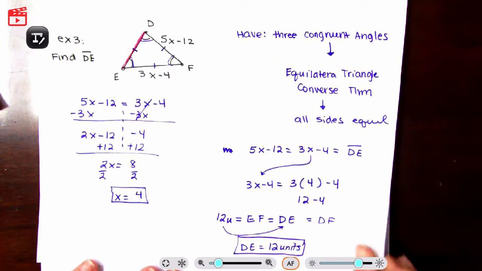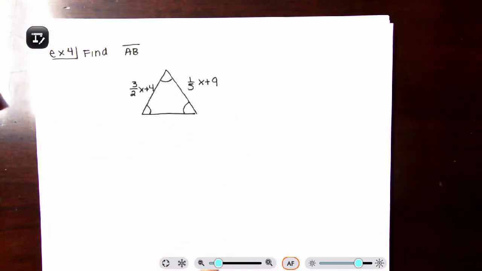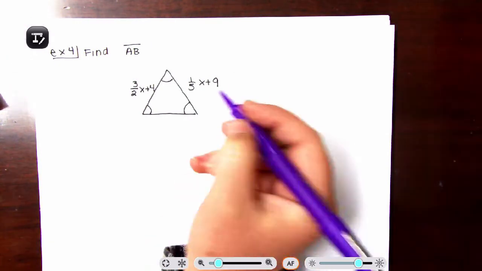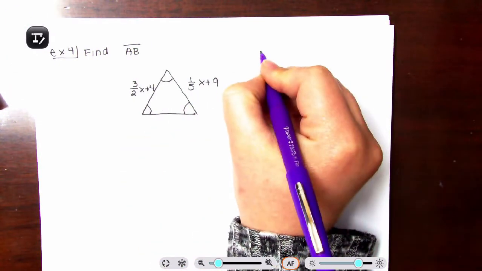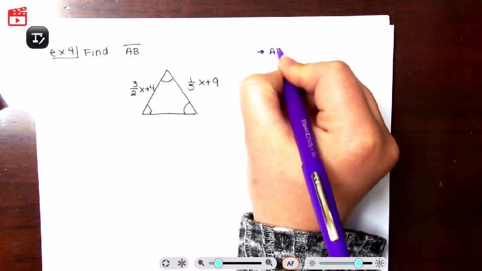All right, let's see if we have any more examples. We have one more example. Let's find the segment length of AB. And again, what do we have? All angles are the same here.